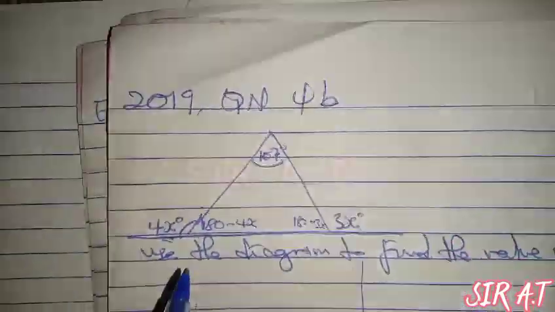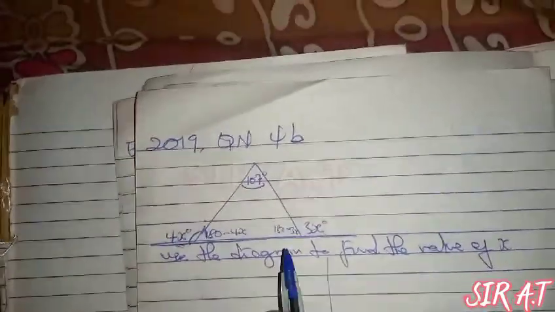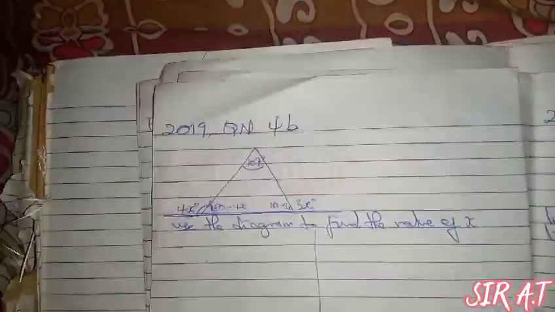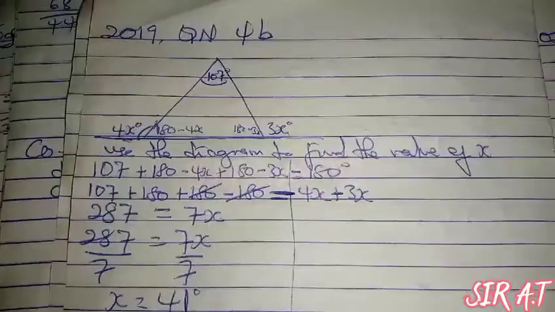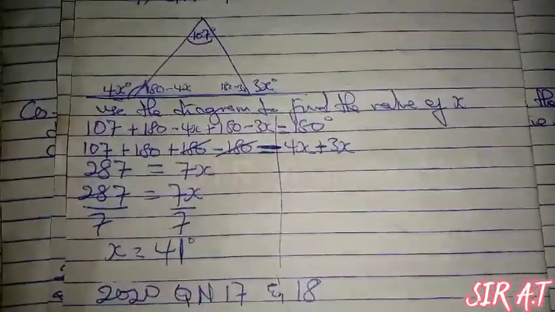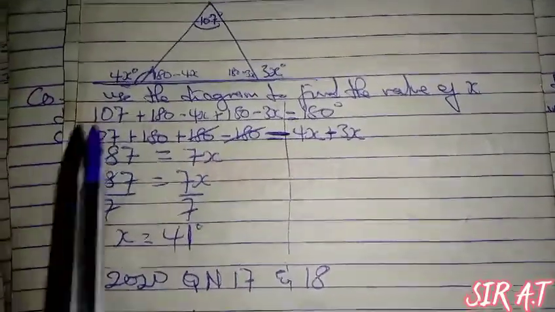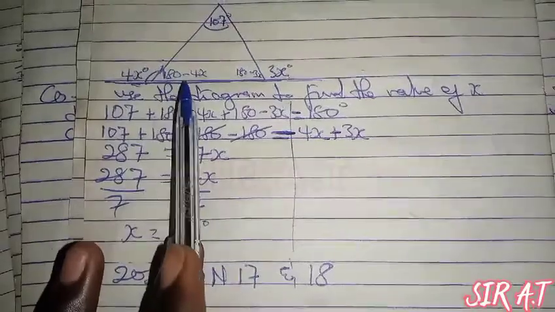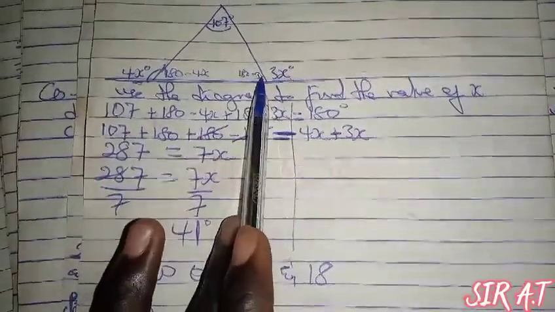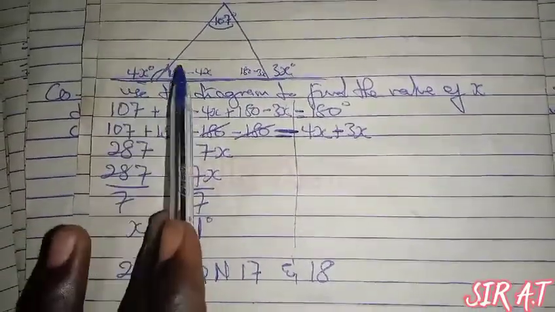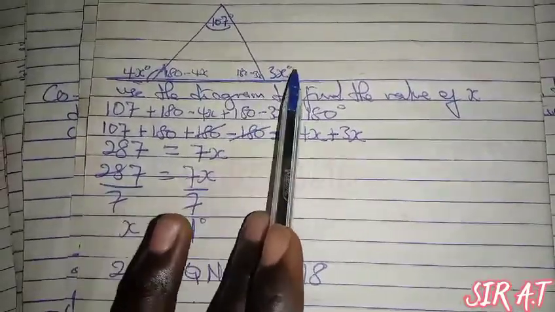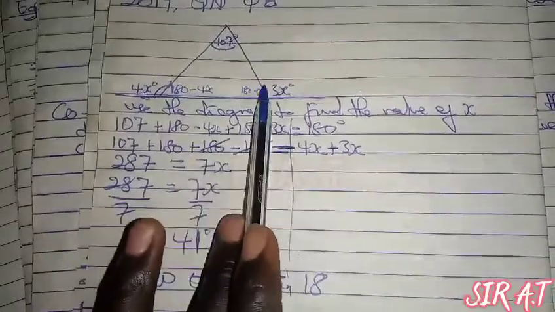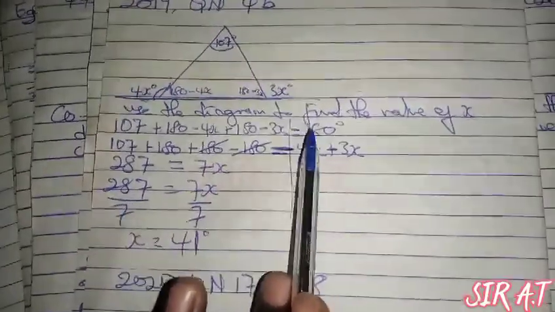180 minus 3x. That is how you are going to get this and that, so you can put them together. So let's put them together. This is how the solution goes. Now you have noticed how we came by this and then that, because to get this you're going to subtract this from 180. To get this you're going to subtract this from 180, and then you can put all these three together to equate to 180.